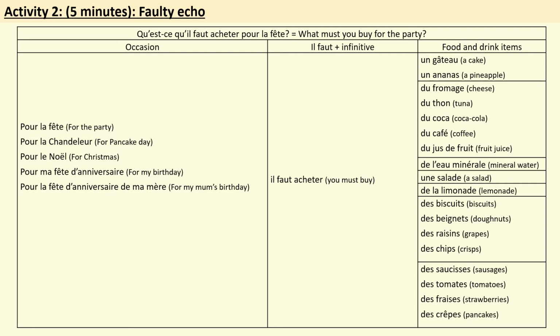Numéro 2. Pour la chandeleur, il faut acheter des crêpes. And with a mistake. 2. Pour la chandeleur, il faut acheter des crêpes. Pause if you need to. 3. Pour le Noël, il faut acheter des biscuits. 3. Pour le Noël, il faut acheter des biscuits.